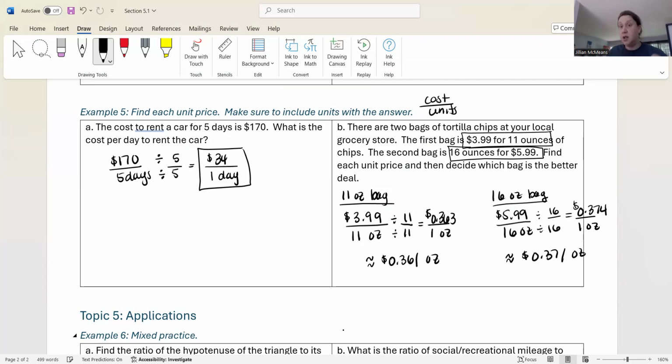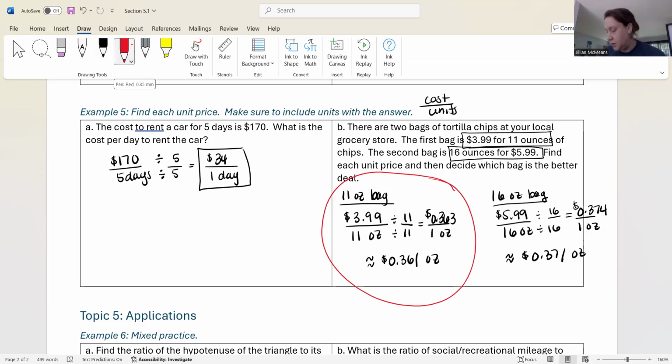So which one has the lower cost per unit? That would be this one. This one right here is cheaper, so this is the better buy. It's not much cheaper. It's about a penny cheaper per ounce. But it is still cheaper.